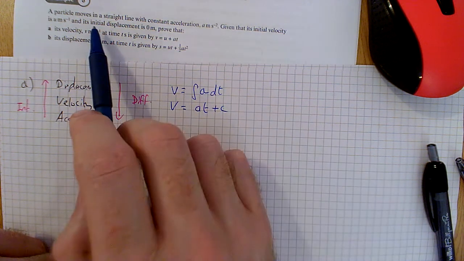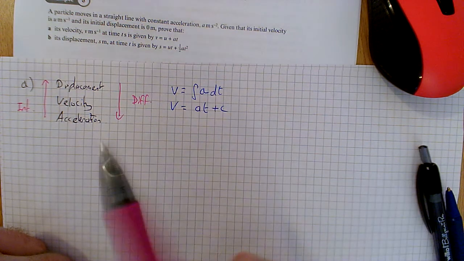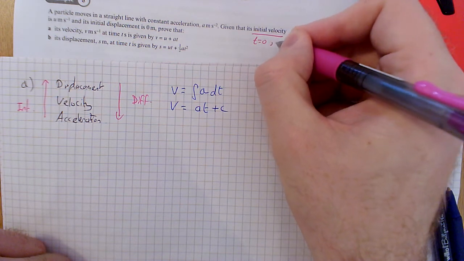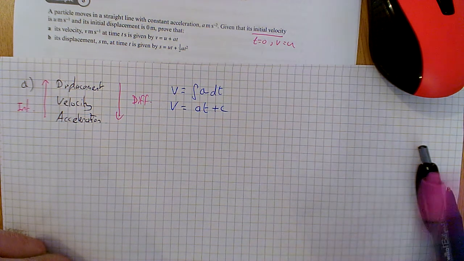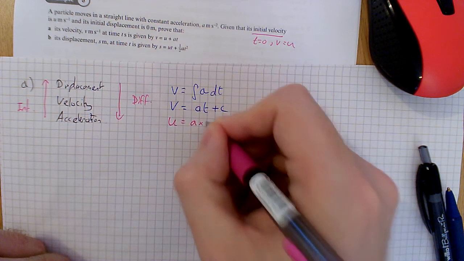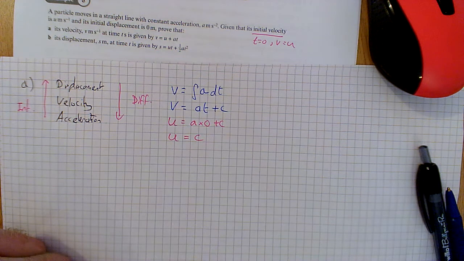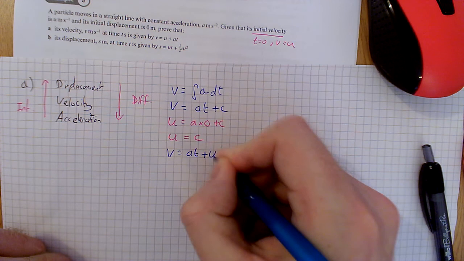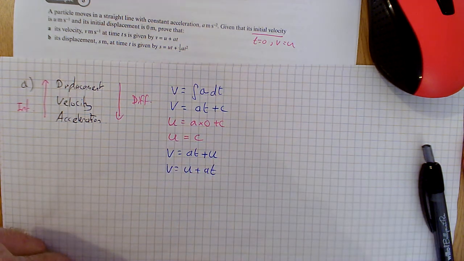So what we're going to do is use this idea. Its initial velocity is u meters per second. So we know that if it's initial velocity, that's when t is equal to 0, we have that our velocity, which is v, is now equal to u. So we substitute that in, and we have that u is a times 0 plus c, so that gives us that u is equal to c. Then we replace that, and we get that v equals at plus u in our original formula, and if we rearrange that, we get the result that they are looking for.